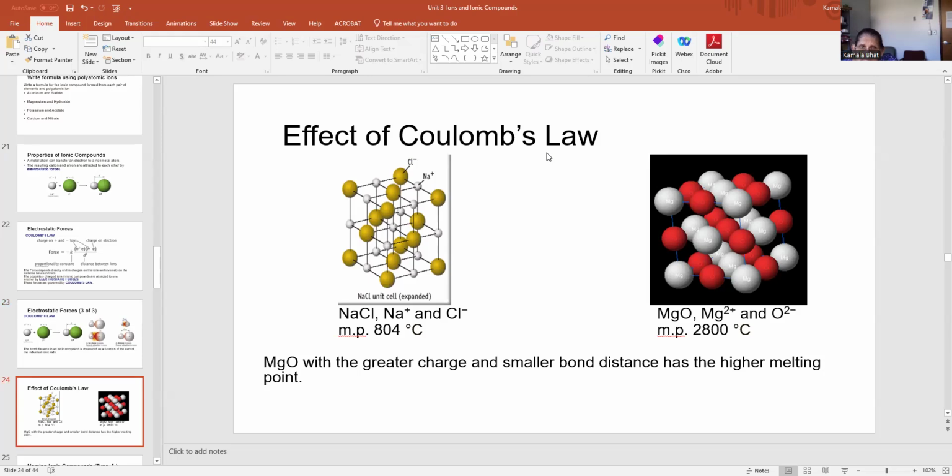Now, you see that sodium is +1, chlorine is -1, and its melting point is only 804 degrees Celsius. But in magnesium oxide, the charge is +2 and the oxide is -2. And look at the melting point, how strong the bond is, because of the smaller distance. And you see that the melting point goes up to 2,800 degrees Celsius. So magnesium oxide with a greater charge and smaller bond distance has a higher melting point as compared to sodium chloride.